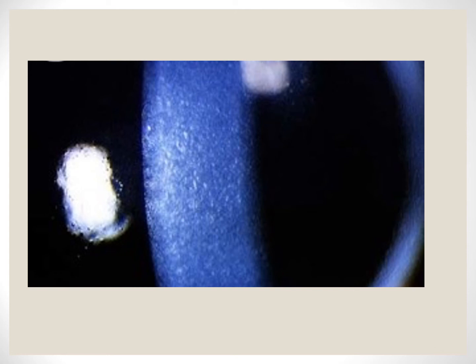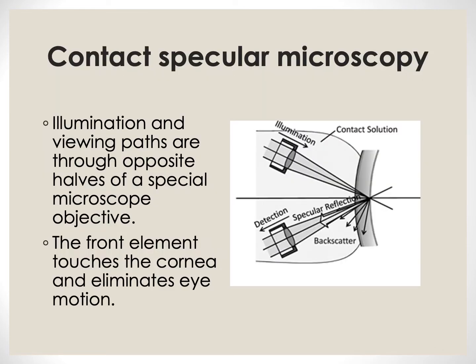This is the image of the dazzling light coming from the precorneal tear film, and exactly behind this we can get a clear specular reflection of the corneal endothelium. The contact type of specular microscopy is composed of an illumination and a viewing path that are placed through the opposite halves of a special microscope objective lens, and the front element touches the cornea and eliminates the eye movement.